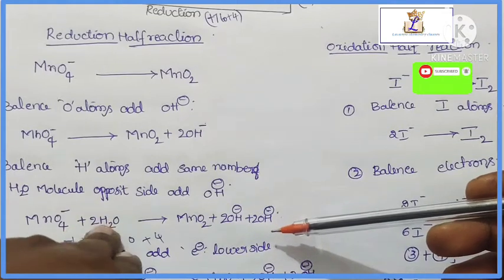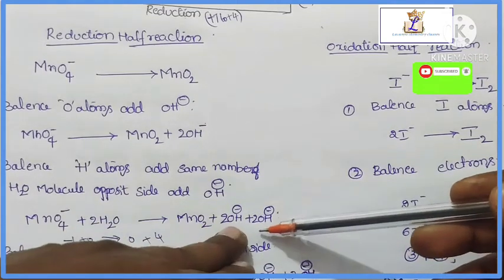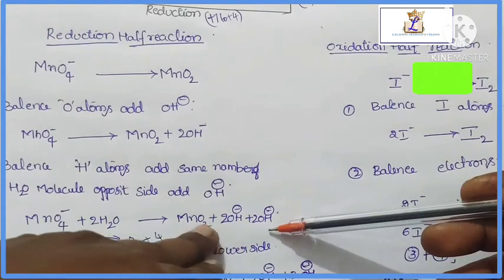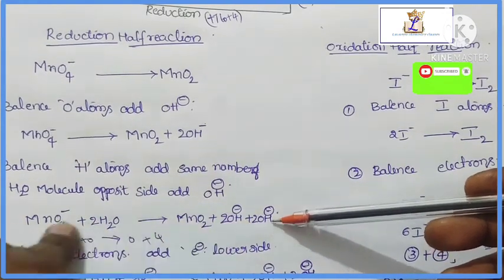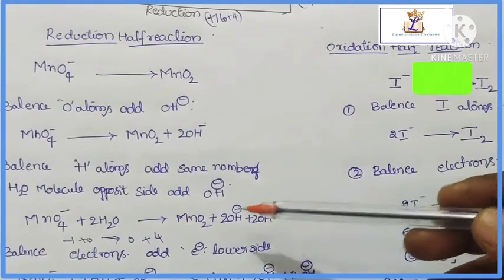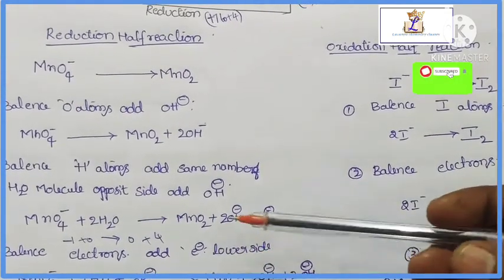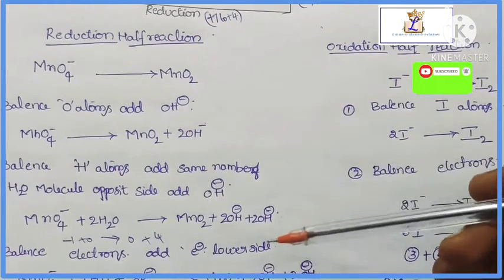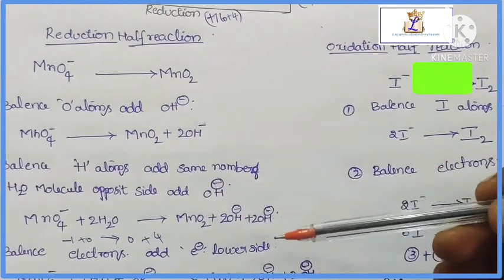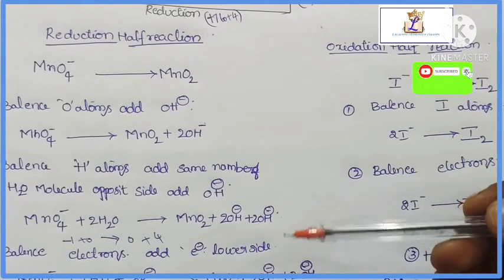On this side 6 oxygen atoms, on this side 6 oxygen atoms, 2 plus 2 plus 2. So all the atoms are balanced. Now the next step is to balance charges with 2 electrons, by adding electrons on the lower side.